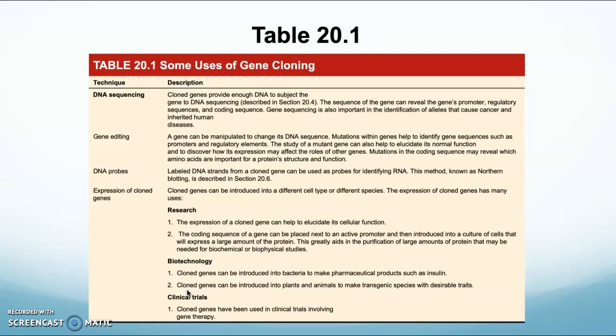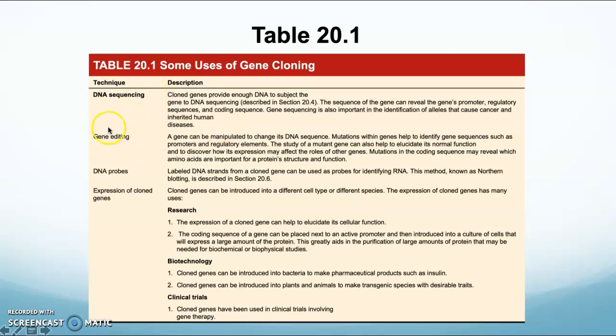This table is a great one of summarizing the different things that we'll be talking about, at least in this chapter. It goes into detail on DNA sequencing. Those of you in lab, you have a little bit of experience with this, but certainly from the coronavirus assignment, you now know a little bit more about that. So it's important to have cloned genes because this gives us enough DNA to be able to sequence the DNA. If we just have a small sample, we may not have enough to run the actual experiments to sequence it.